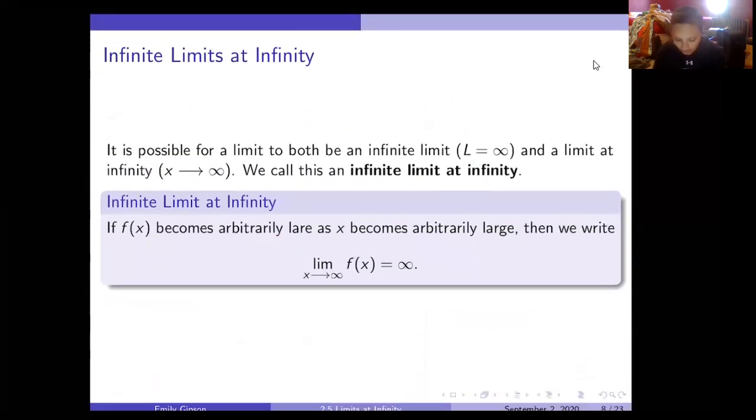So let's talk about infinite limits at infinity. And this is going to be sort of your big boy grown-up pants concept. It's possible for a limit to both be an infinite limit, that is, the value equals infinity, and a limit at infinity, that is, x approaches infinity. And we call this an infinite limit at infinity. So if f of x becomes arbitrarily large as x becomes arbitrarily large, then we write the following, and we say that the limit of f of x as x approaches infinity equals infinity. And quick reminder, we know that if a limit equals infinity, it does not exist.